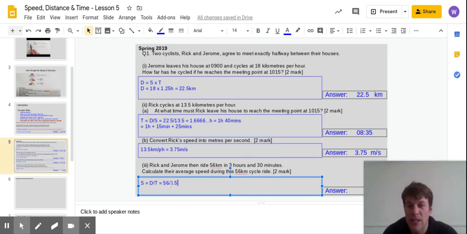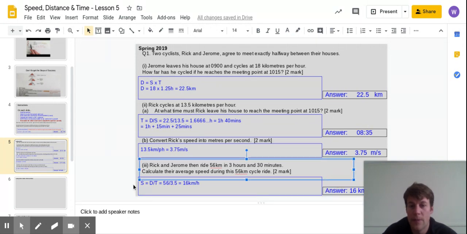Notice I'm using the slash here for the divide sign. So if you didn't do that or didn't know what to do, you can do that on the next one. And 56 divided by 3.5 equals 16 kilometers per hour. Why is it kilometers per hour? Because the distance was kilometers and you're dividing by decimal hours. So answer here, 16 kilometers per hour.